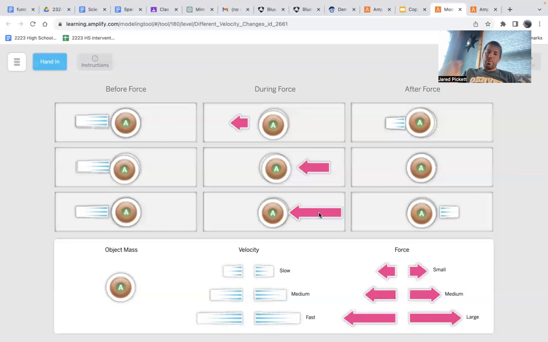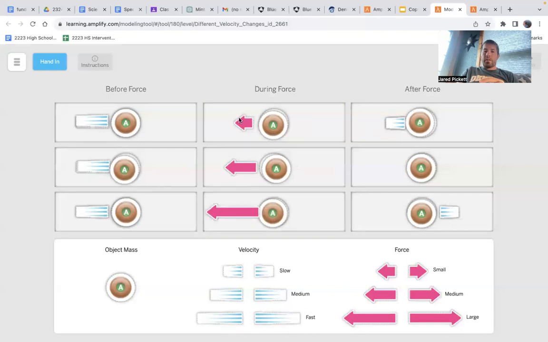What does matter is the direction. So many of you, I think, are really hung up on what side of the object am I applying the force, instead of really thinking about which direction is my force being applied?